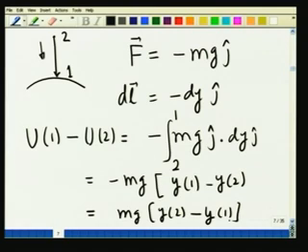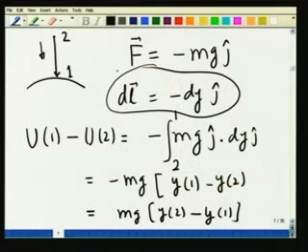Now, you notice in the previous slide I had obtained u2 minus u1 as mg times y2 minus y1, and now I am getting u1 minus u2 as mg times y2 minus y1. Where is the mistake? And this is where a lot of confusion at times arises. The mistake is here. You see, when I am taking dl to be minus dy and then again putting limits from 2 to 1, I am actually double counting the minus sign.